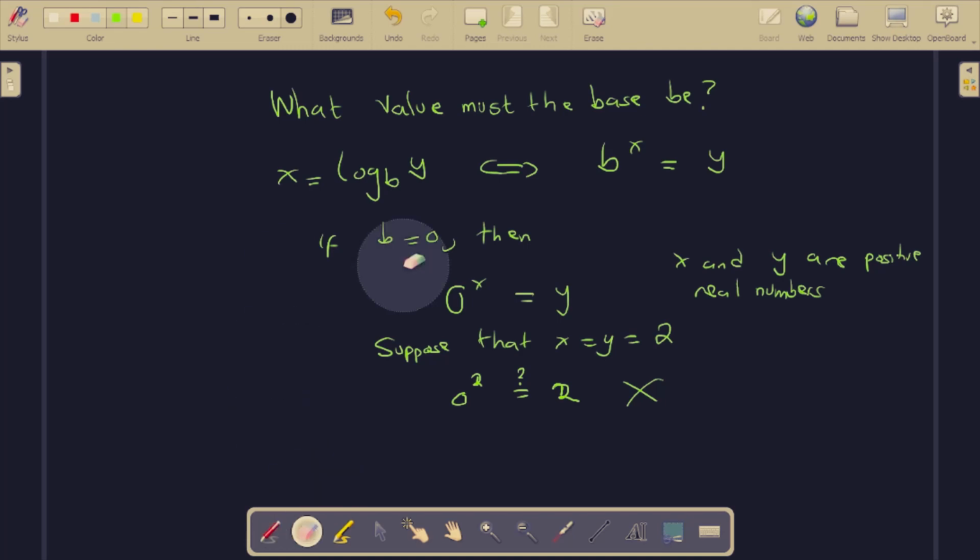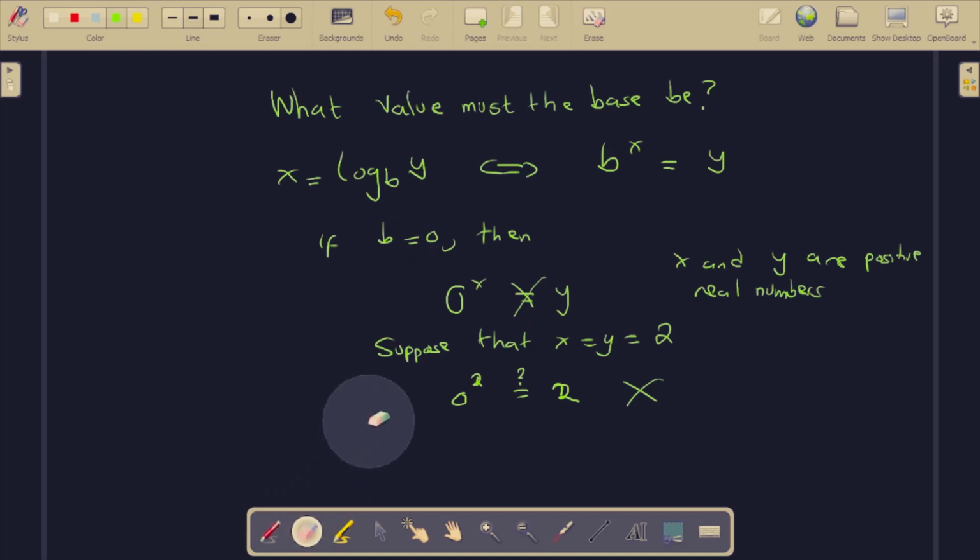The base of the logarithm cannot be 0 because when we translate that logarithmic equation into an exponential equation, we basically cannot see anything happening here. The equation that we are getting is false. There is no value of x to which I can raise 0 for it to equal y. Such a thing cannot happen. So the base of the logarithm cannot be 0.